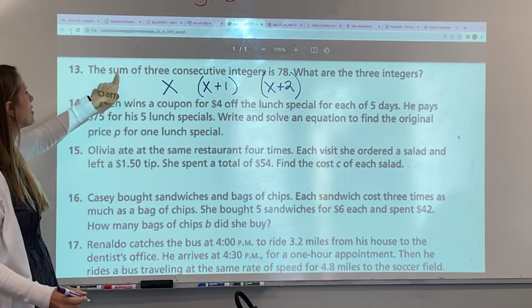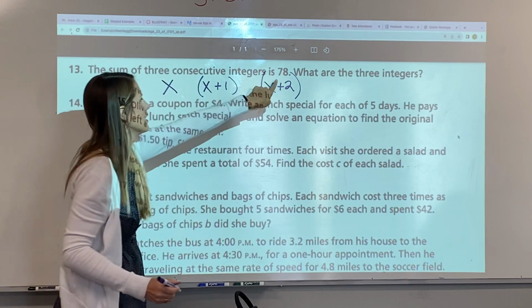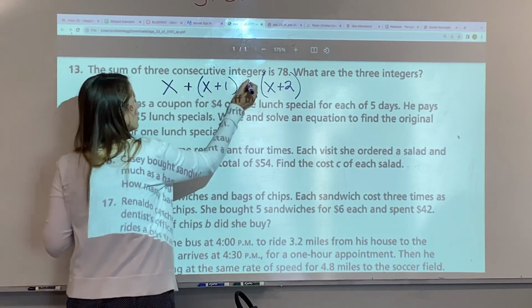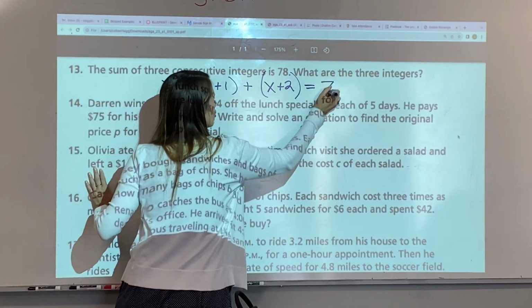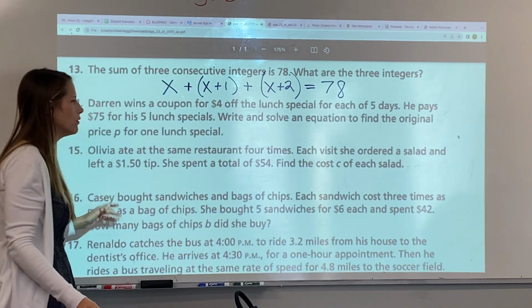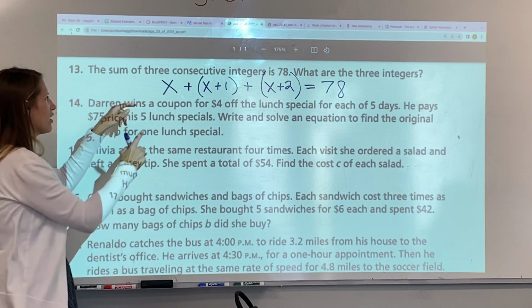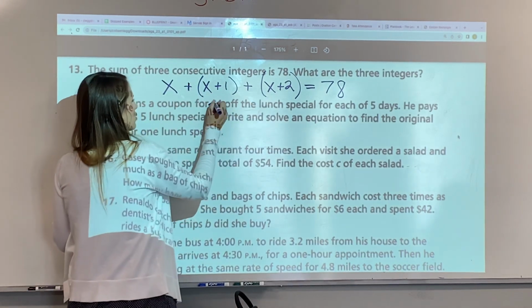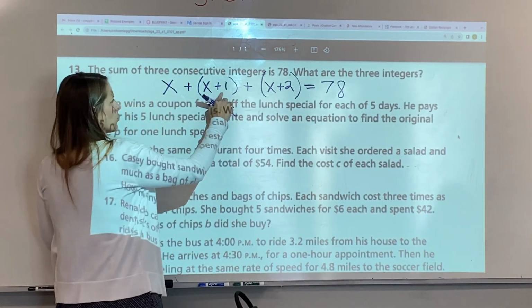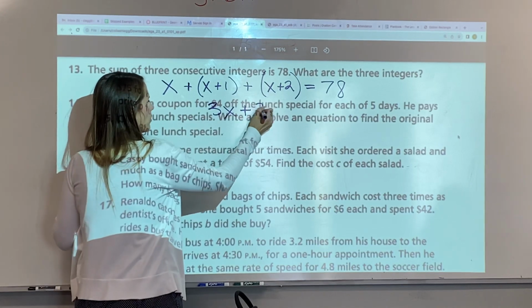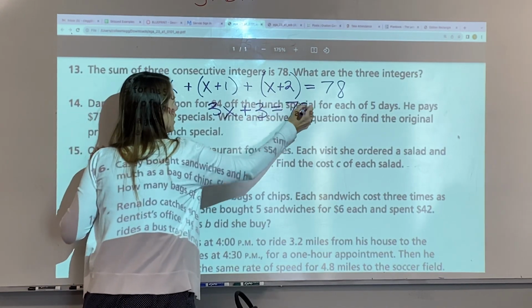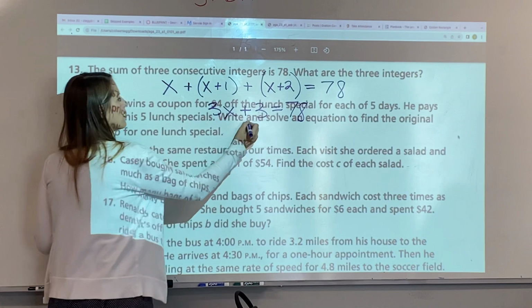It says the sum of these is 78. So we're going to combine everything to be 78. Now, what do we get? 3x plus 3. Yeah, combine our x's. X plus x plus x is 3x. Add your 1 and your 2. So you have 3x plus 3 is 78. Next, subtract 3 from both sides. Perfect.